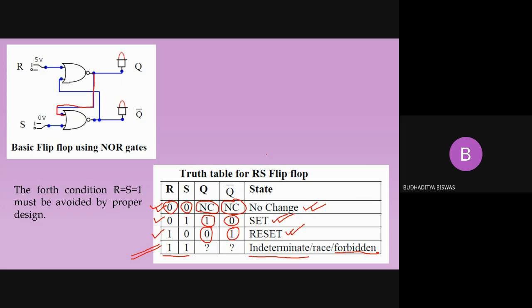So it is not possible. That's why it is called indeterminate. Indeterminate in the sense that before powering the circuit, you can't tell me, you don't have any idea what the output will be. So that's why it is called indeterminate.